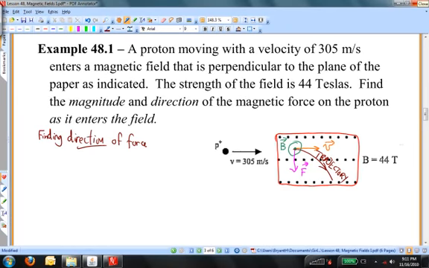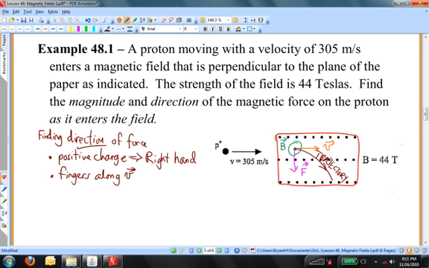So to summarize, figuring out the direction of the force, I'm going to use my right hand because this is a positive charge. So I take the fingers of my right hand and I point them in the direction of the velocity. I take my open palm and point it in the direction of the magnetic field. And whichever way my thumb points, in this case downward as the particle enters the field, is going to be the direction of the force.